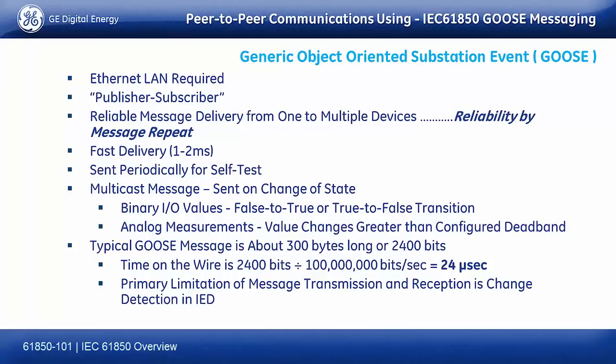And it's defined for fast delivery, you know, the millisecond range. The standard says from when the message is created to when it's decoded in the receiving device, for protection purposes, it should be 3 milliseconds or less, right?